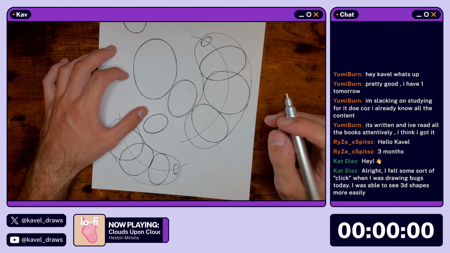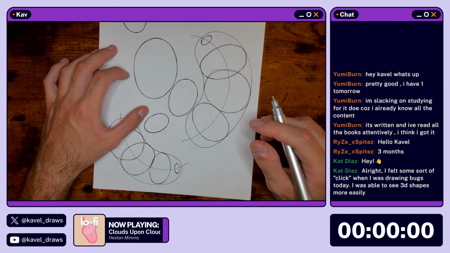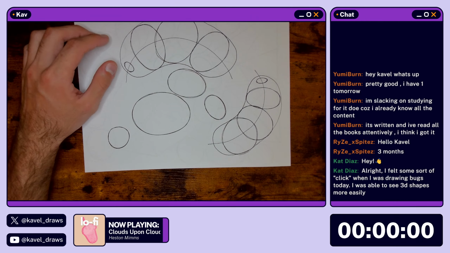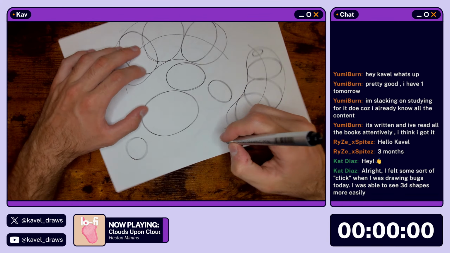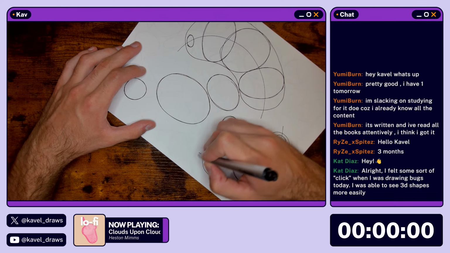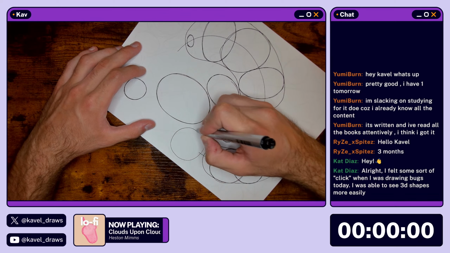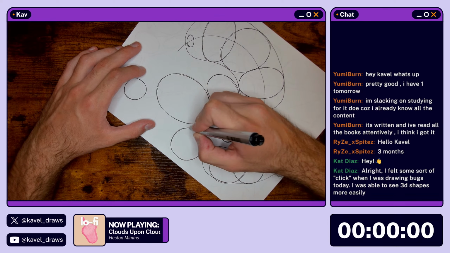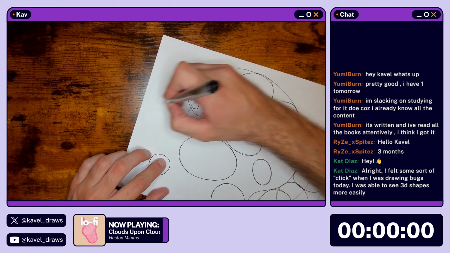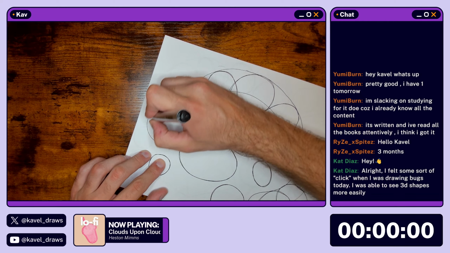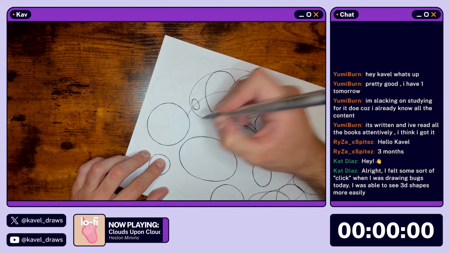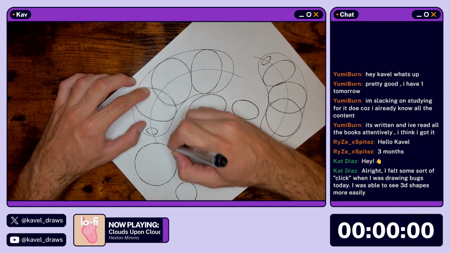All right, I felt some sort of click when I was drawing bugs today. I was able to see 3D shapes more easily. Congratulations! That click is what it's all about. Every time I've made major progress with education, like school and stuff, it's always where that click happens. Ironically, that click usually only comes when I'm studying for an exam, and by then it's already too late. Yeah, art is weird in the fact that at some point it just happens.